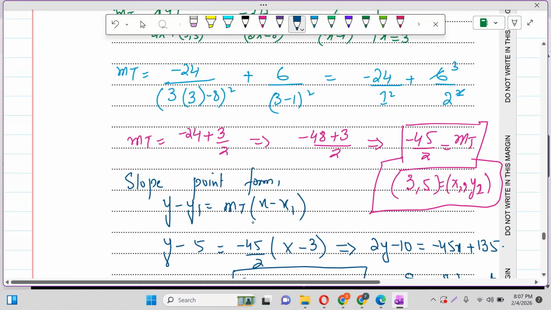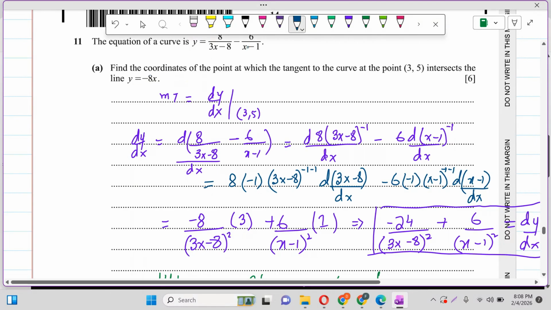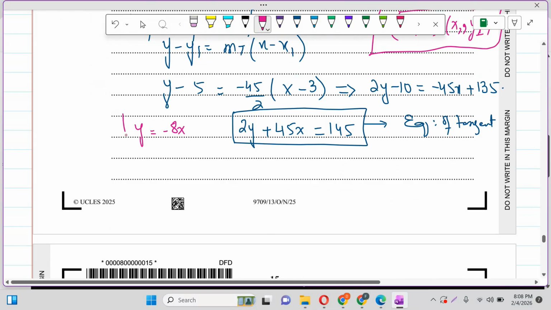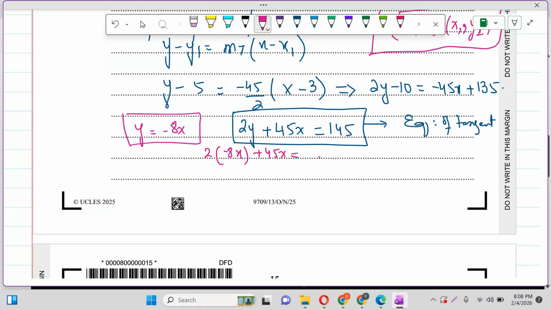And this tangent intersects y = -8x. If you want to find the intersecting point of these two lines, we need to solve them simultaneously. Plugging y = -8x into the equation of the tangent, we have 2 times (-8x) + 45x = 145. So we have -16x + 45x = 145. Further solving, we have 29x = 145 and x = 5.